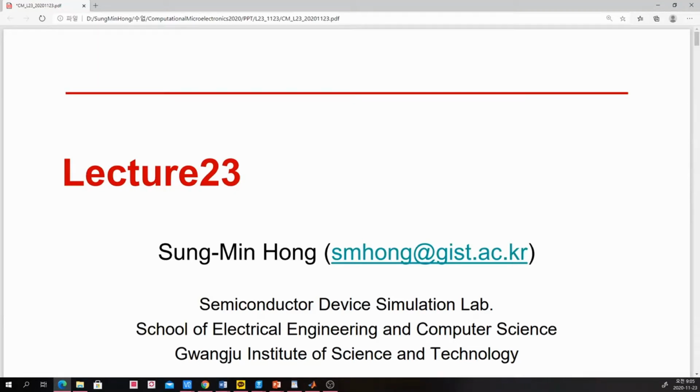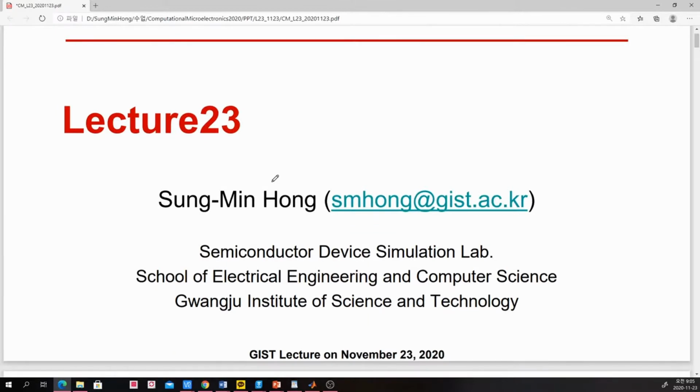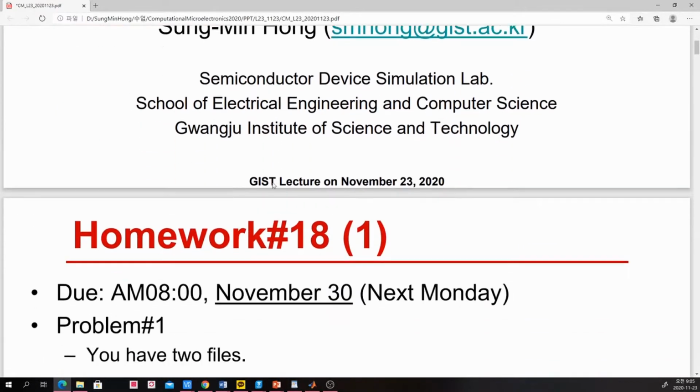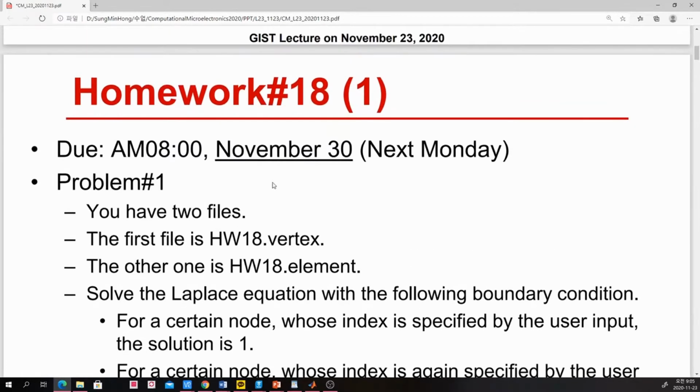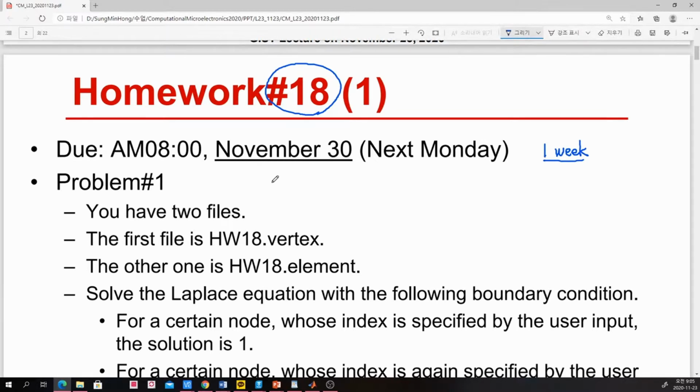Okay, so this is lecture 23. Let's go to our homework announcement first. Today we have homework number 18, and you have 1 week. It's not that simple, and you have only one problem here. Now you have 2 files.